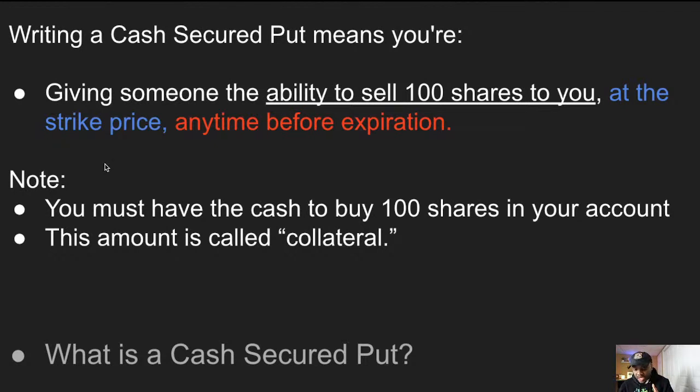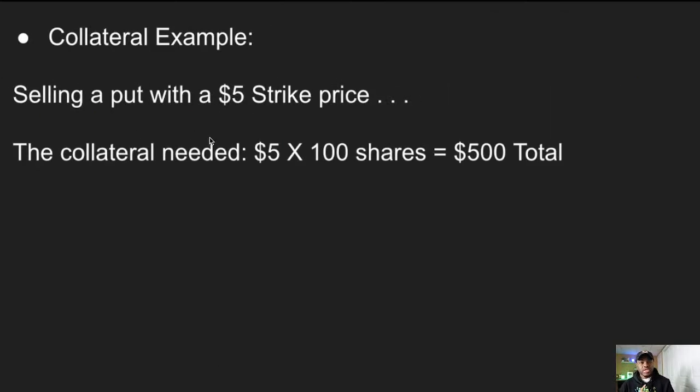Okay, now take note of this. You must have the cash to buy 100 shares of that stock in your account, and this amount is called the collateral. Here's an example, and we'll go over multiple examples so you can really understand this thoroughly. Collateral example: selling a put with a strike of $5. The collateral that you'll need is the strike, the $5 times 100 shares, because you'd be forced to buy 100 shares at $5. So it would cost you $500 in total.